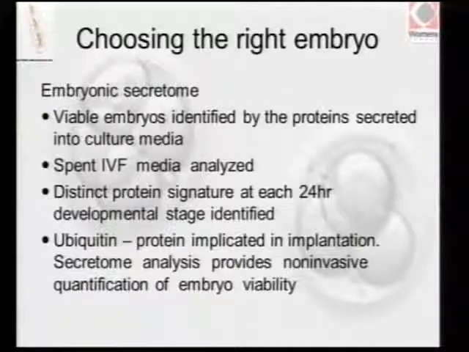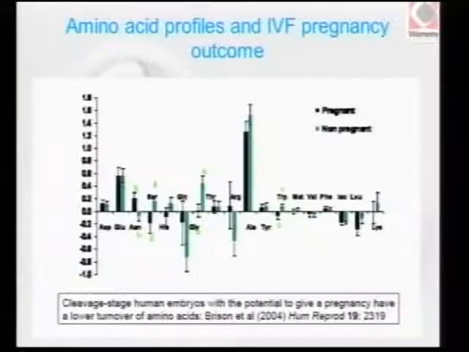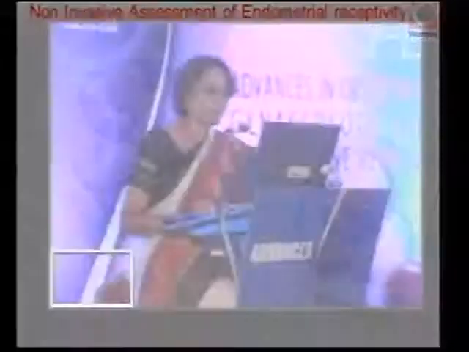There is a distinct protein signature at each 24-hour developmental stage in the culture media. And there are proteins in the culture media which are implicated in implantation. Certain changes have to happen in the embryo which is reflected in the culture media that it's growing in, and you can analyze the culture media and say which embryo has a better likelihood of implanting. These are called the omes and the omics. These are the technology terms which are used now. There is something called genomics, transcriptomics, proteomics, and metabolomics. And these are the current technologies. The profiles in the culture media are used.